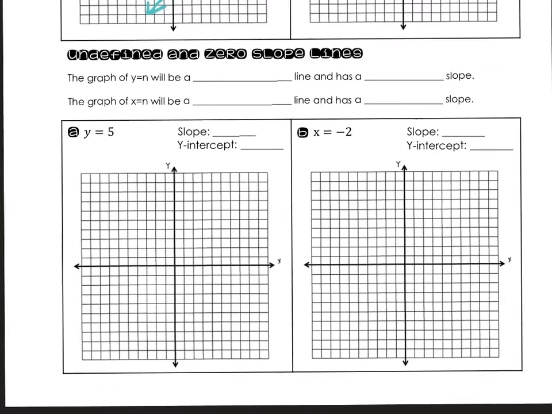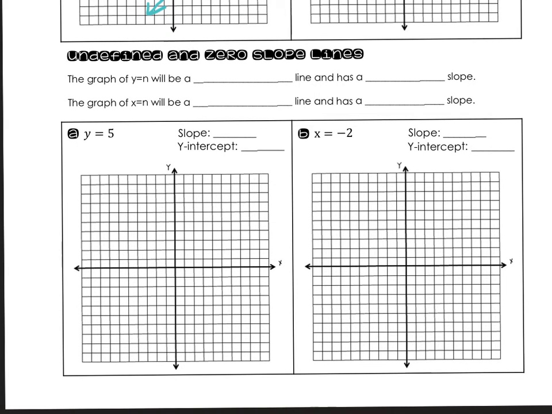Okay, now last couple here. Undefined and 0 slope lines. So these are going to look a little bit different, so I want to address that. So the graph of y equals n is what we're looking at. So let's just start with A, because that looks like this one here. So if A is y equals 5, I'm just going to look, okay, well, if my y has to be 5, where is that at? So 1, 2, 3, 4, 5. Now it doesn't say x equals 5, so I'm not going over here, right? Y has to equal 5.